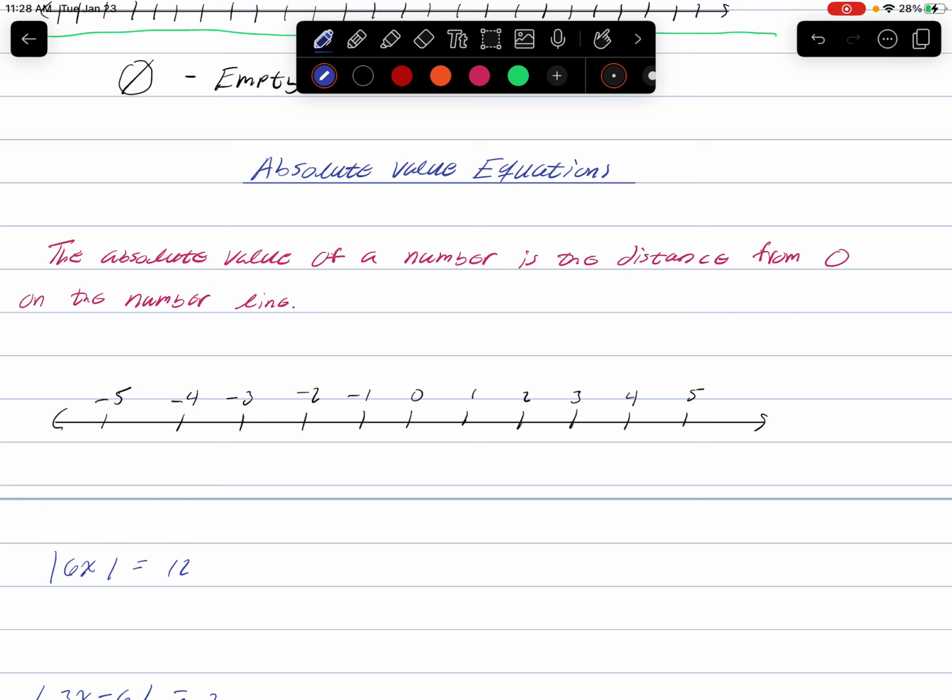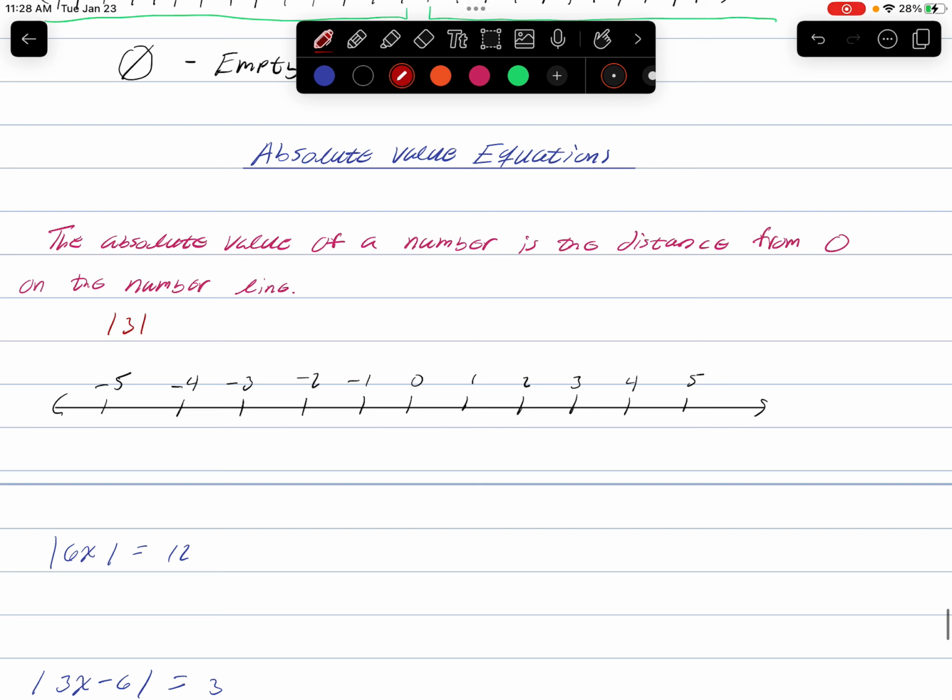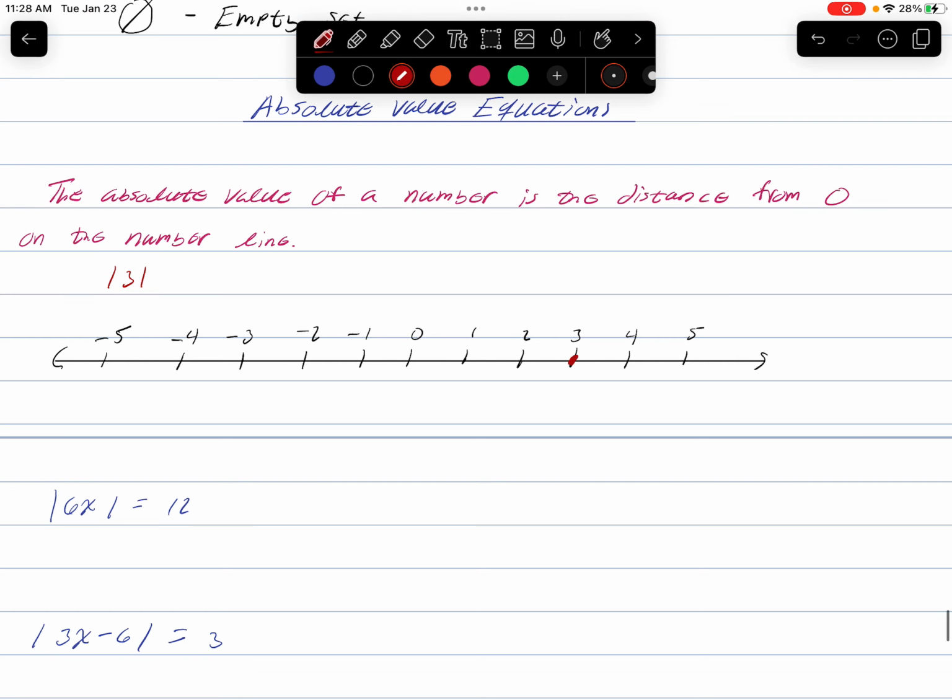Okay, so let's say we want to look at the number 3. We want to find the absolute value of 3. Let's find 3 here on the number line, and we count its distance from 0. This one's pretty easy, it's obvious. 1, 2, 3. So we say its distance is 3.